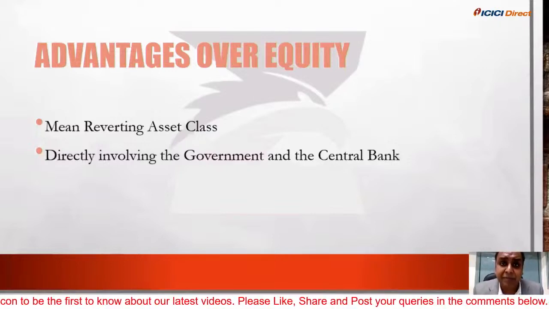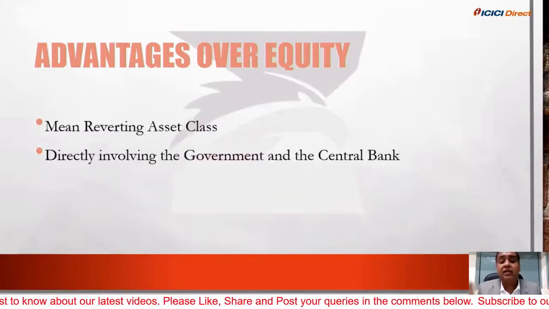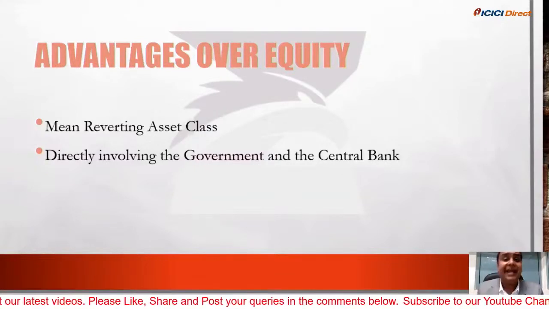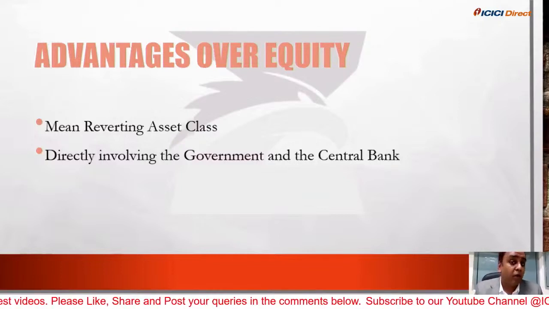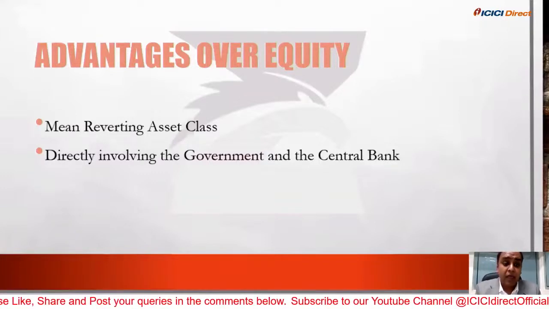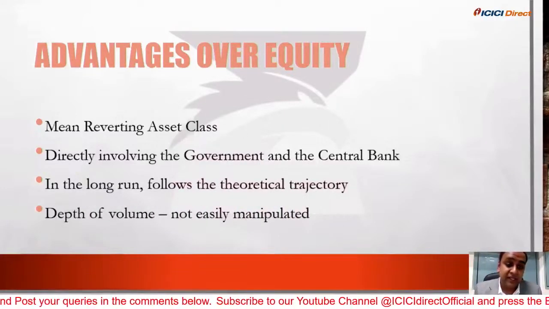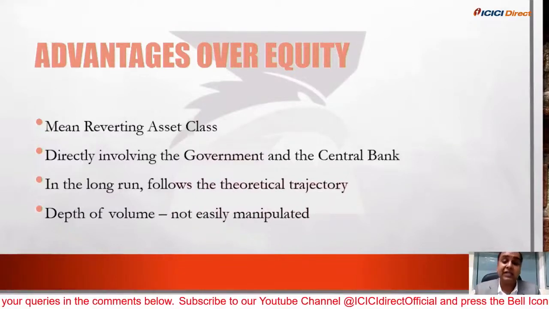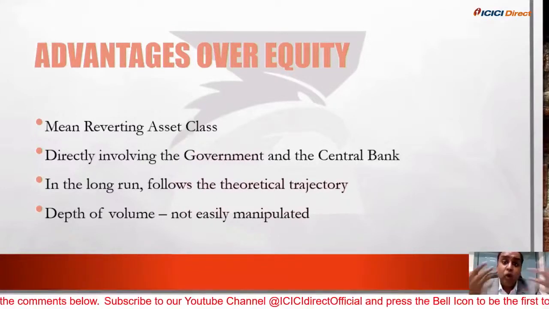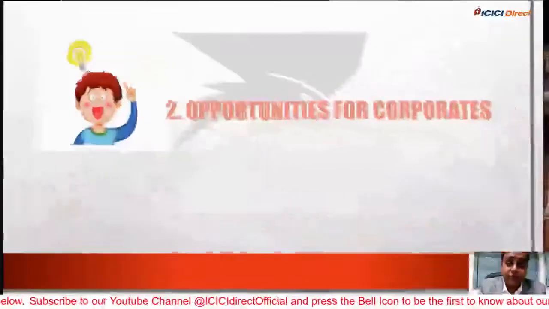There is a direct involvement of government as well as central bank where currencies are concerned, because currency moving affects everything in the country. And that is why you are seeing RBI controlling the volatility so beautifully these days. They have been telling multiple times in their monetary policy that our job is to control the volatility, and they are being very successful in doing that. In the long run, the theoretical trajectory will always be followed in currencies. And because of the depth of the currencies, it is not easily manipulatable. So I would request you to at least have a look at currencies so that you can find another asset class to start trading in.